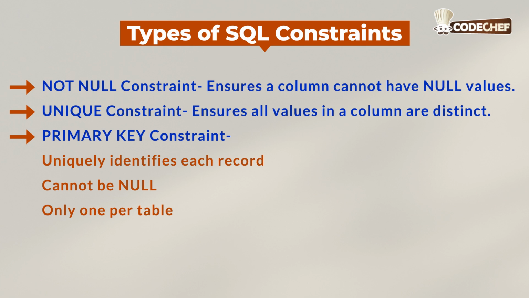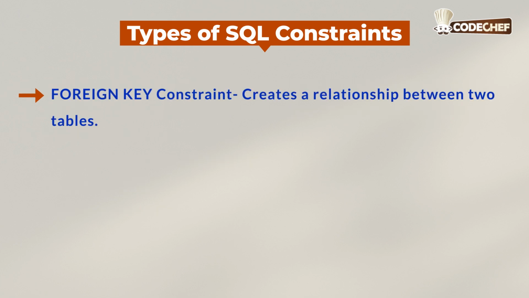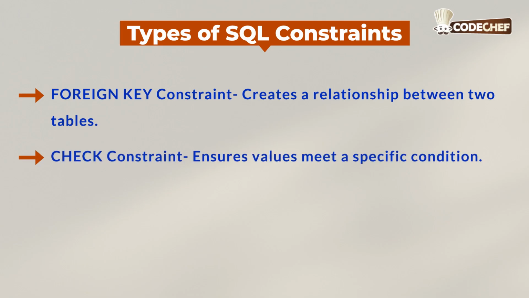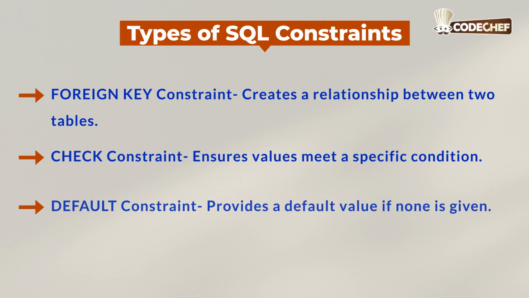table. The next is foreign key constraint. It is used to create a relationship between two tables. Then check constraint. It ensures values meet a specific condition. So whenever we specify any condition in our query, the check constraint checks that the values which we are entering into the table meet that specific condition. Then default constraint. It provides a default value if no value is given by the user. Now let us go to the CodeChef platform and see how to apply constraints to a table.